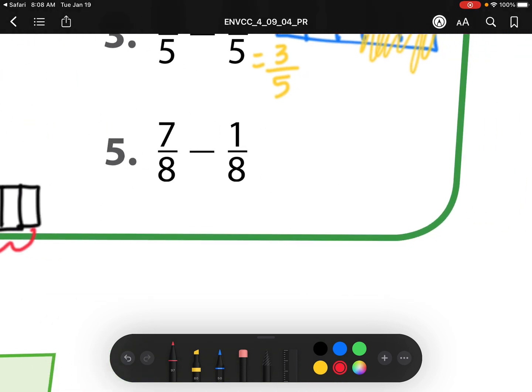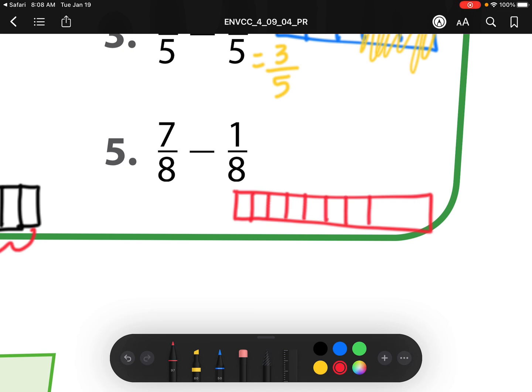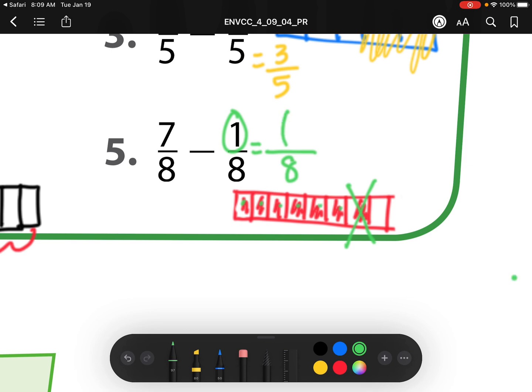Off to number 5. Well, so let's start out with 7/8. So we have 1, 2, 3, 4, 5, 6, 7, and then 8. So that's a little big. So let me shrink that down for us. And we start out with 7. So we have 1, 2, 3, 4, 5, 6, 7. And how many are we taking away? We're taking away 1/8. So even before we write it, I'm going to make my denominator 8. We're taking away 1/8. So whoop, that one's gone. What are we left with? We're left with 1, 2, 3, 4, 5, 6. 6/8.